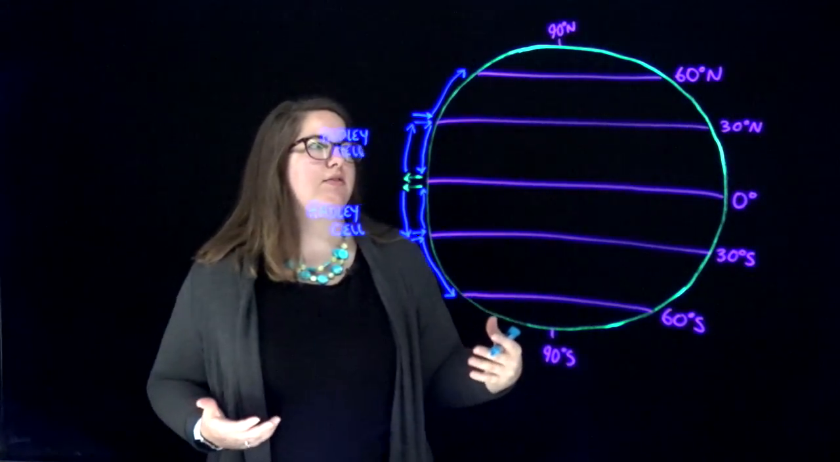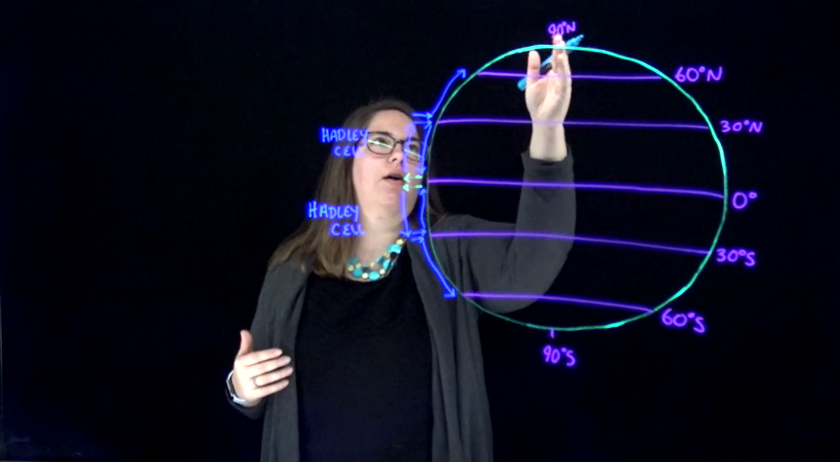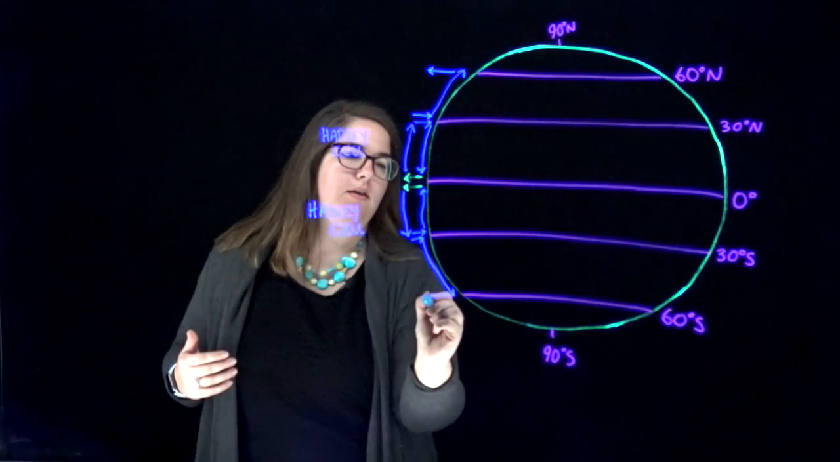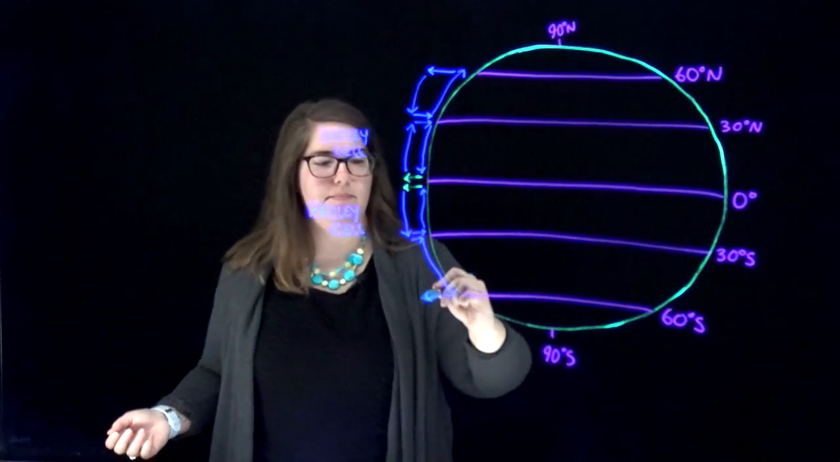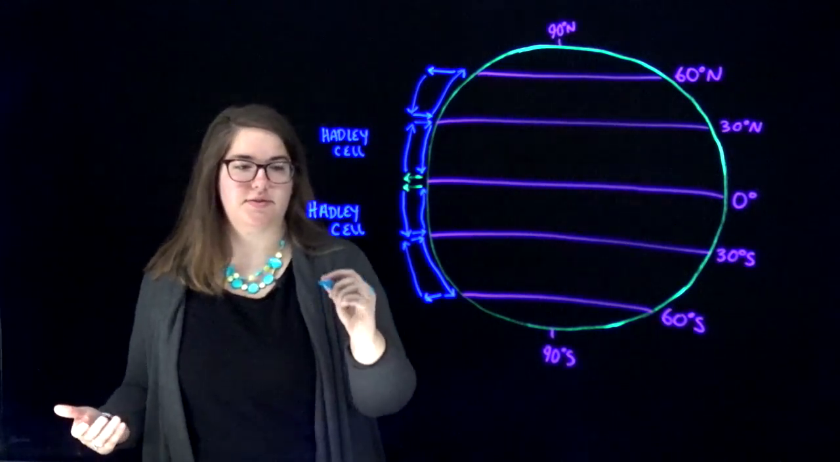Now, there's another dividing line here being these circles, and we can't mix our air up more towards the pole, so we're going to have our air rise. And then to complete our cells, it's going to go back to where it came from. These convection cells are called Ferrel cells.